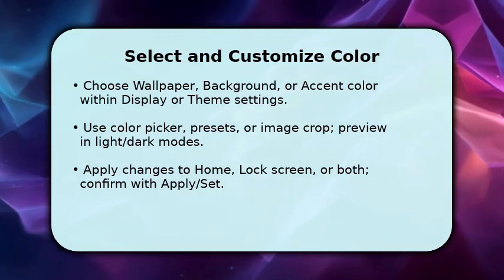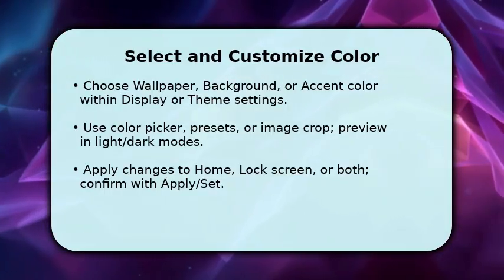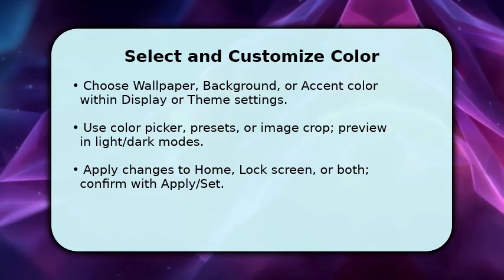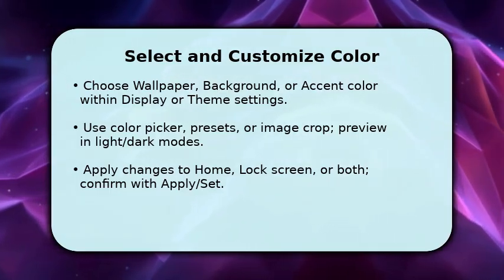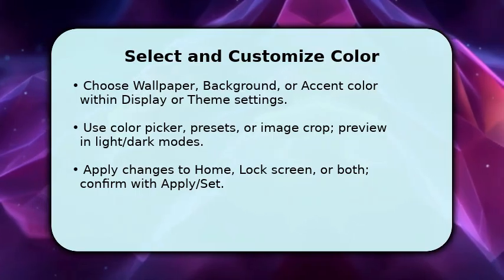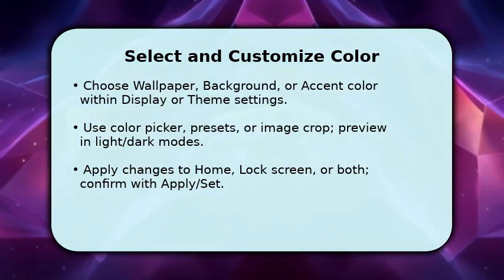Make sure to preview your choice in both light and dark modes because contrast and legibility change. Adjust brightness or apply a translucent overlay if text becomes unreadable. When satisfied, select whether to apply to Home, Lock Screen, or both. Then tap Apply or Set to commit the change.